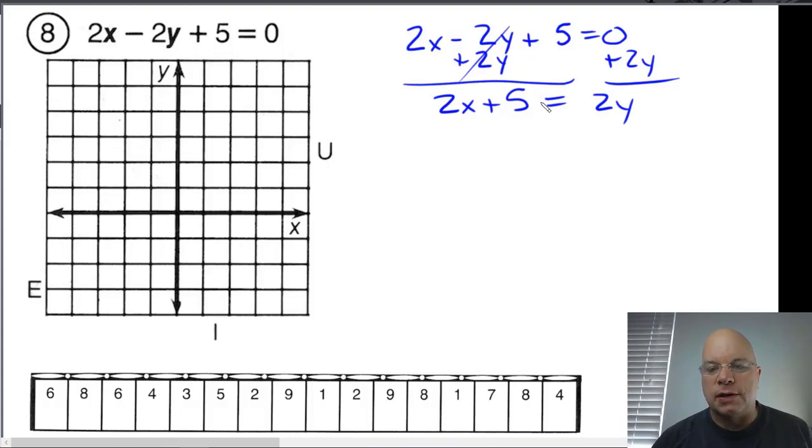The equal sign doesn't mean a question and an answer, it just means their equivalence. So this expression is equivalent to this expression. 2x plus 5 is equal to 2y. So I'm just going to write it this way. 2y then must be equal to 2x plus 5.